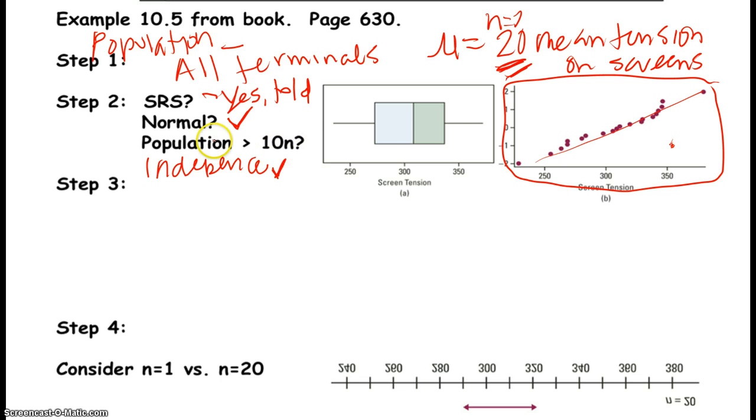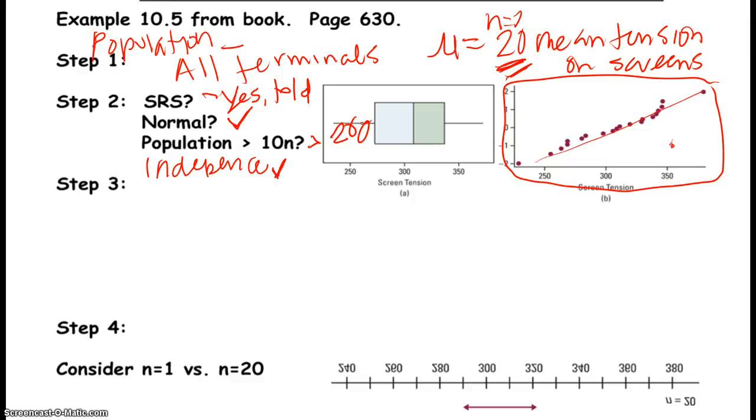So I should check the population as well. And yes, there are more than 200 terminals made in a day. They make millions of terminals, I'm sure. Okay, so step 3 says decide what you're going to do and make your calculations.